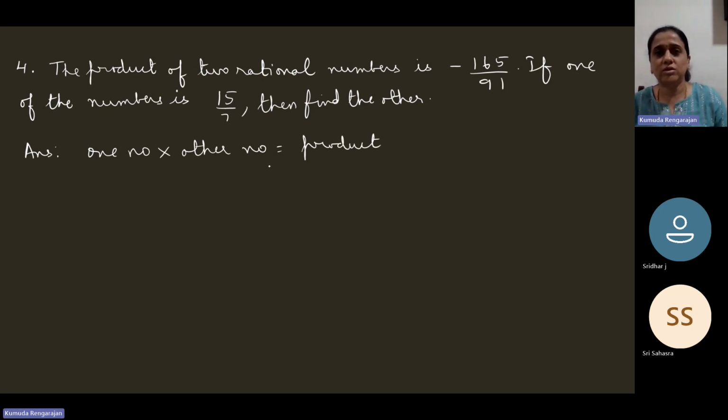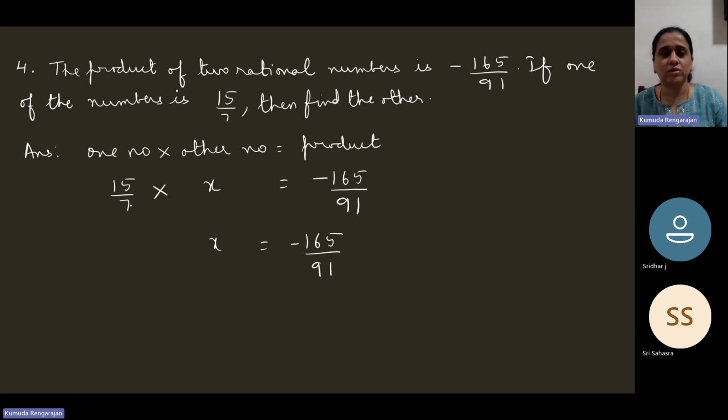So when you multiply the two numbers, it's equal to the product. One number into the other number is equal to the product. What is one of the numbers? 15 by 7, into the other number, let's say it's x, is equal to the product, minus 165 by 91. So x is equal to minus 165 by 91. Now this fraction 15 by 7 on the other side becomes its reciprocal, into 7 by 15. Very good. Now simplify this and give the answer.